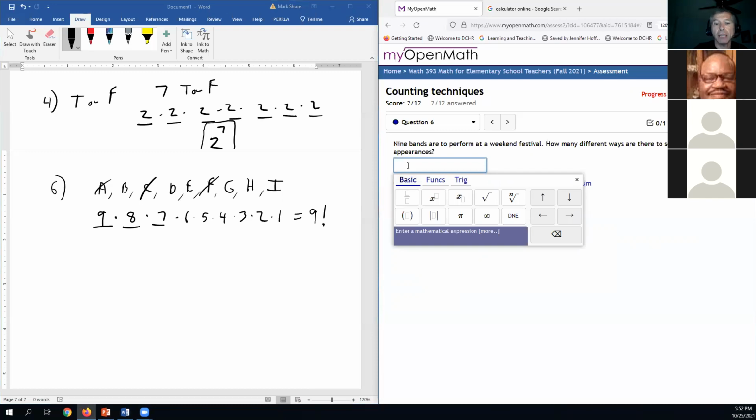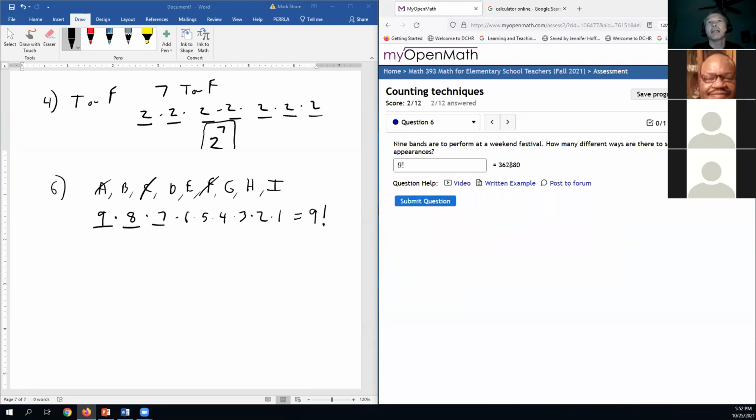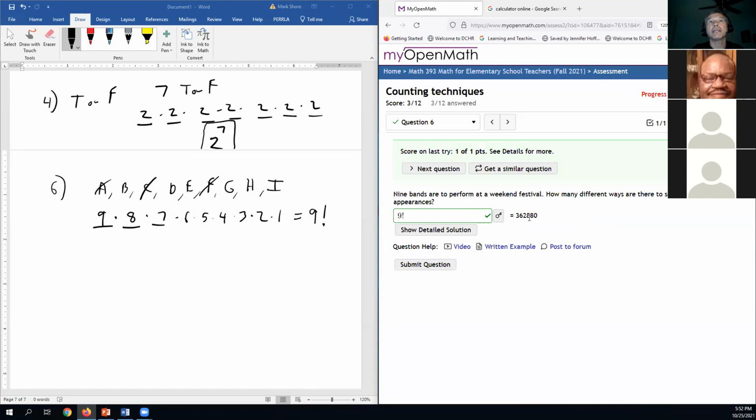So watch, you'll see this here. If I type in 9, I guess we don't see it up there. It's not a choice up there. But if you just type in the exclamation mark, it will know to do that. So it saves you a lot of time with typing. And you'll see we get that problem right. See, it gives you what that is. If you did 9 times 8 times 7 times 6 times 5 times 4 times 3 times 2 times 1, you will get 362,880.